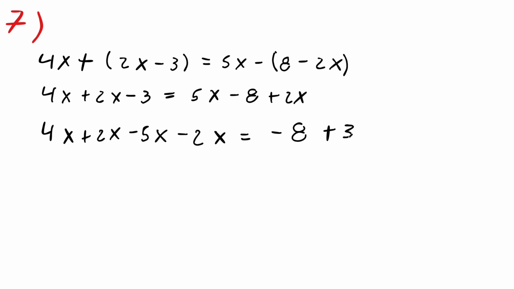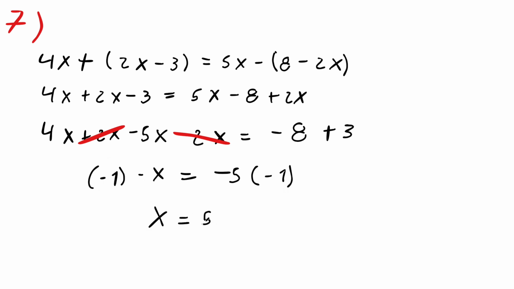All good? Now we cancel out common terms with opposite sign. Plus 2x minus 2x. Simple. 4 minus 5 would be minus 1, of course, and if it's a variable, then minus 1x would be equal to minus 8 plus 3, which would be minus 5. And so what happens if we have negative signs on both sides? Well, we can multiply by negative 1 on both sides to get x is equal to 5.